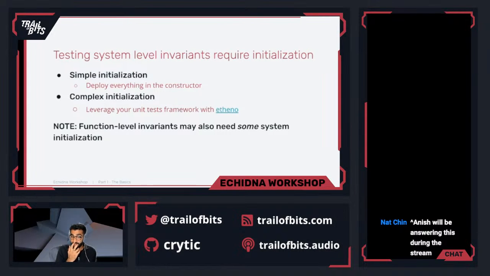And just note, to be completely frank, that initializing and setting up systems for fuzzing is arguably one of the most important parts, because setting it up correctly will, again, set up Echidna properly to do what it needs to do. I do also want to note that functional level invariants may also need system initialization.